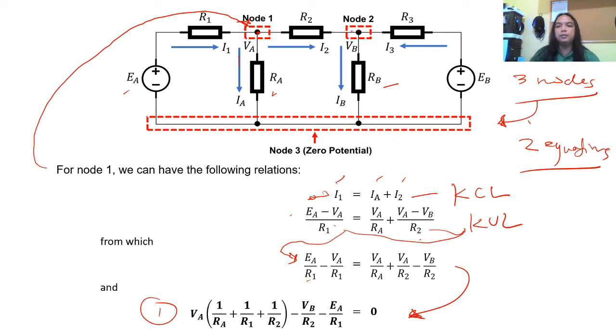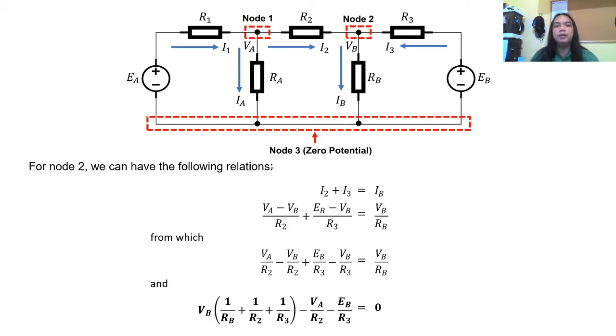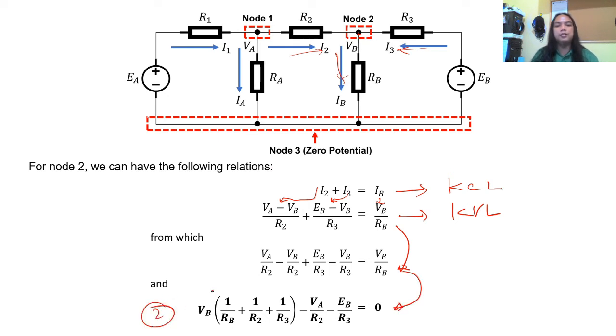Next, at node 2, we can have the following relations. I2 plus I3, or the current entering the node, is equal to the current leaving, which is IB. Again, KCL. Using Kirchhoff's voltage law, we can get the respective values equivalent to I2, I3, and IB. Then simplifying, we can get equation 2. Okay, so this is now equation 2. For this kind of circuit, you can easily memorize this if you have this type of circuit.